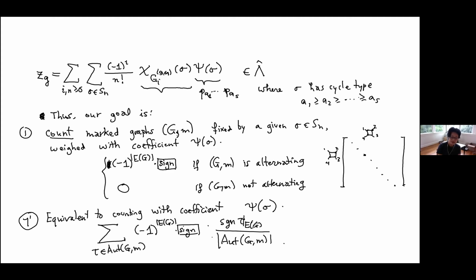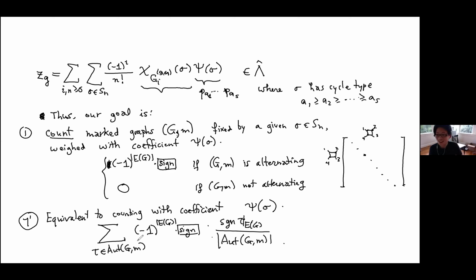On the other hand, if G, M is not alternating, then half of these signs are positive, half of these signs are negative, and they cancel. It's a cute observation. It's quite useful, though. Because now we're interested in counting... well, okay, let me not get ahead of myself. Is everyone cool? Can you say something in the chat if you want something to happen? Very cool, okay, great.